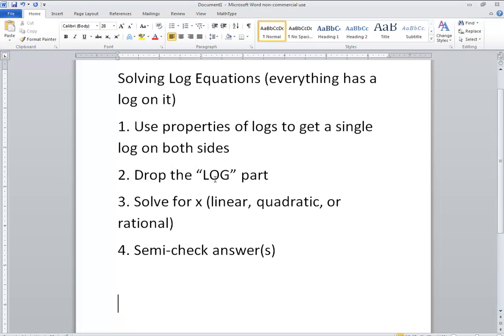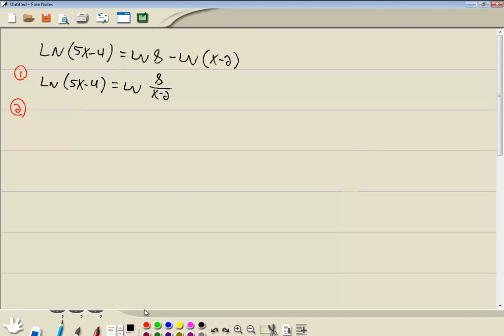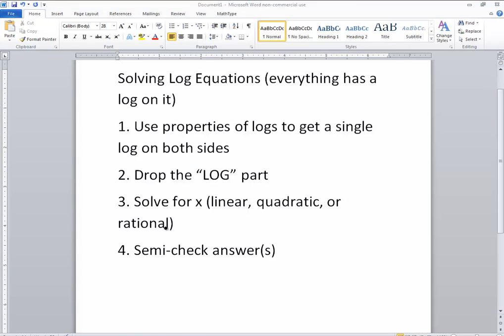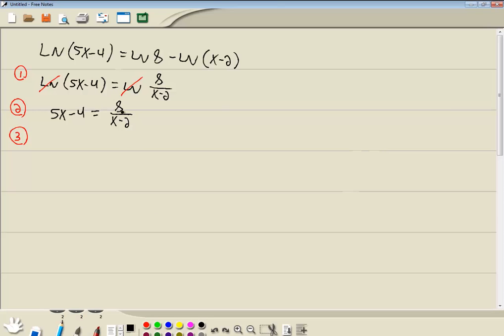Step 2. Drop the log part. In this case, it's natural log, so I'll drop the ln part. And I'm going to have 5x minus 4 is equal to 8 over x minus 2. Well, then we want to solve for x. This is a rational equation, because there's a single fraction over here, a variable in the denominator.